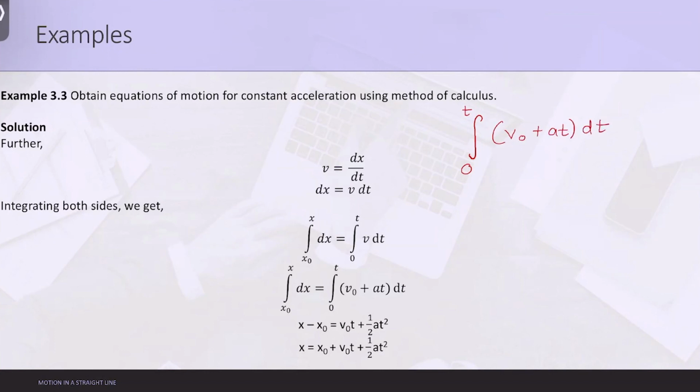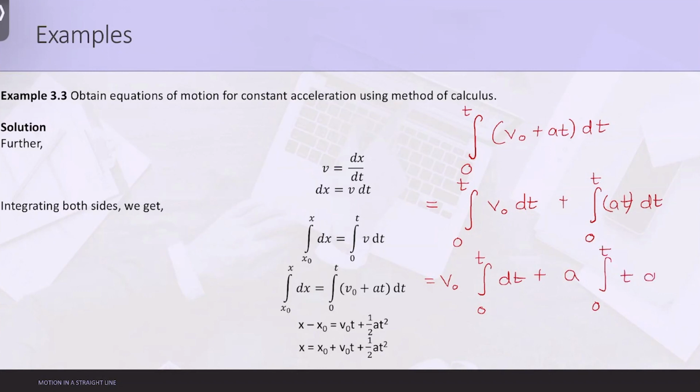Okay, so this can be written as, we can separate these. It is nothing but the integral from 0 to t of v naught dt plus the integral from 0 to t of at dt. As v naught is constant, v naught can be put outside. So it's v naught times the integral from 0 to t dt, plus a is also constant, so let's put it outside, a times the integral from 0 to t of t dt.